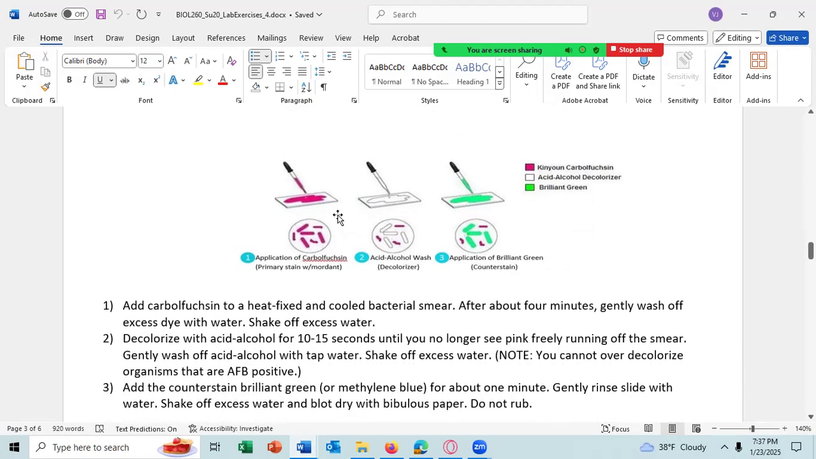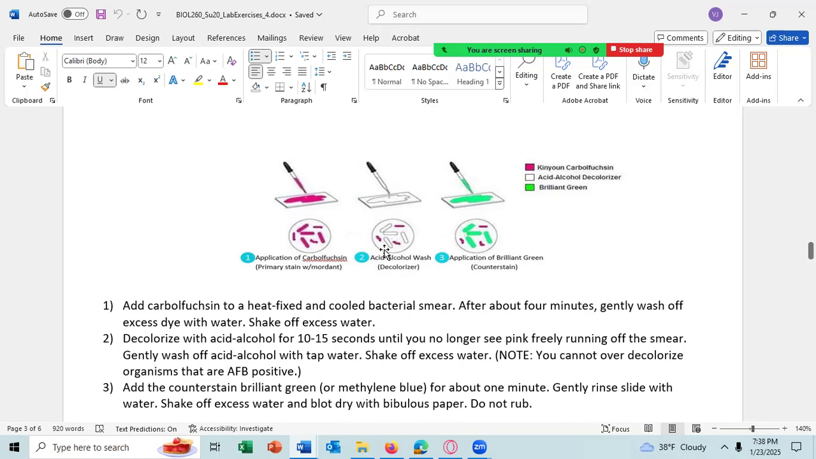So first you add carbol fuchsin. That causes the acid-fast positive cells to stain pinkish, and the acid-fast negative cells also stain pinkish. You then decolorize the cells with an acid alcohol wash that will remove the carbol fuchsin from the acid-fast negative cells. So at this point, those cells will be clear. It will not remove the carbol fuchsin from the acid-fast positive cells, so they will stain pinkish.